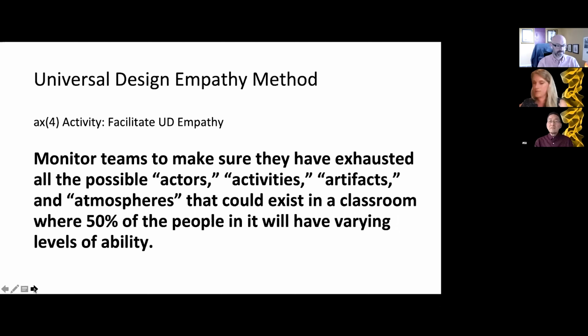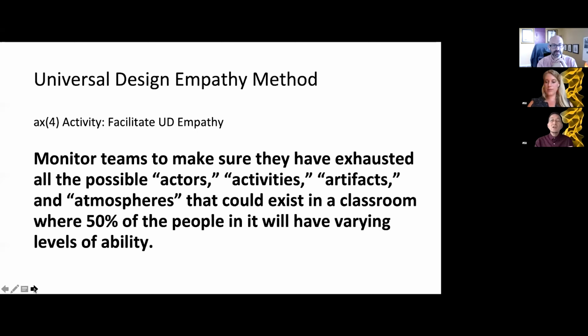And so this activity really forces the participants to look at all of the variety of actors and start to think about their perspectives and what they do, and all the things that help support them in terms of the artifacts. And of course, in the end, the overall varying types of atmosphere that will exist in a classroom. This will eventually build empathy about people that they might not have thought of that would exist in this classroom, specifically if the challenge is as specific as the one that I've given as the example, where 50% of the people will have varying levels of ability.